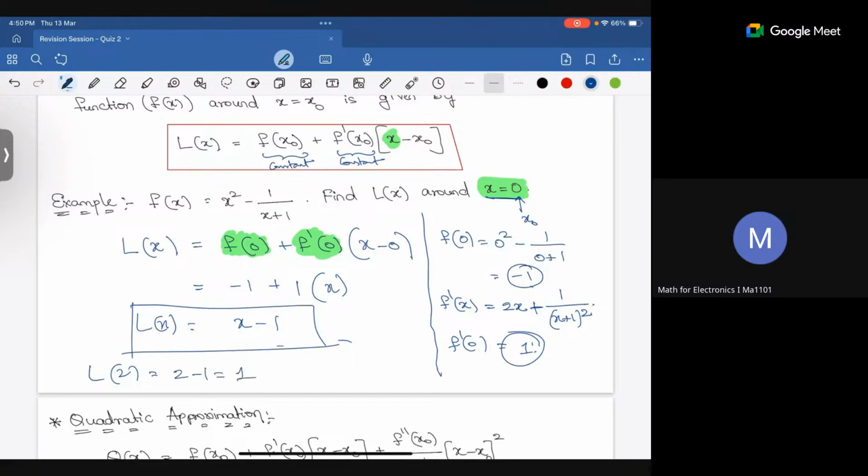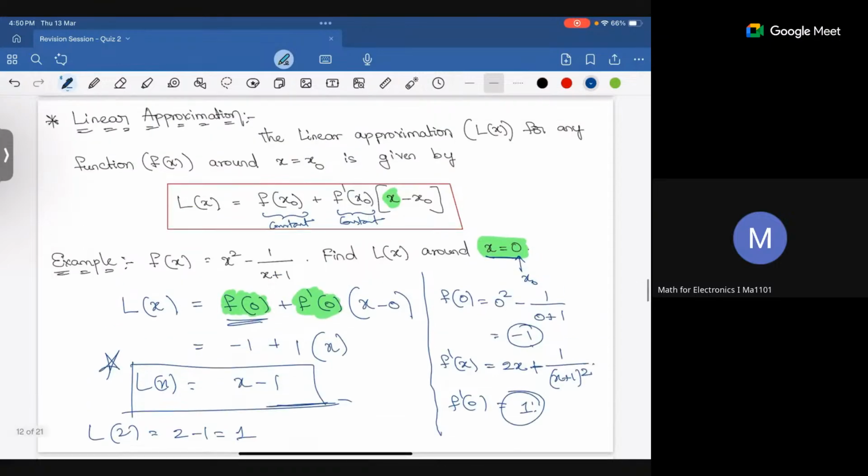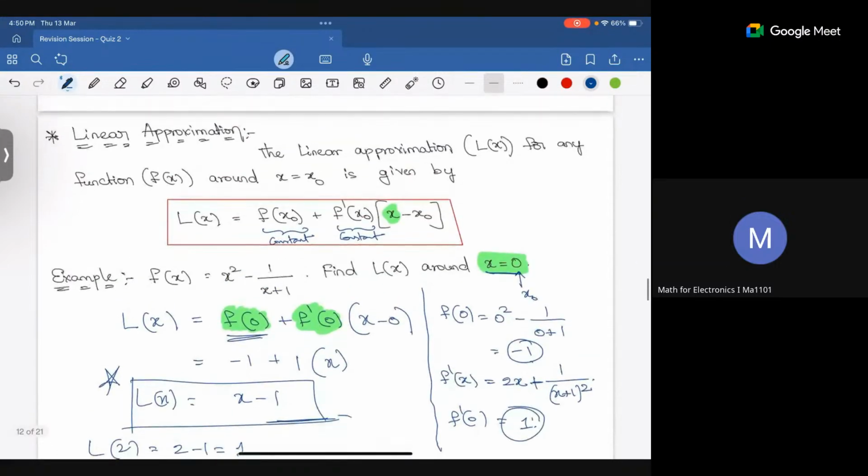So like this, once you have L of x with you, it's just a function. And I can ask anything, right? I can ask you to compute L of 0.2. L of 0.2 is 0.2 minus 1. So whatever you get, you just have to subtract by 1. Right? So getting this is the difficult part. So how can I get this? I need to compute the function value at that point and its derivative value at that point. So only these two things are required for me. Okay, so that is for linear approximation.